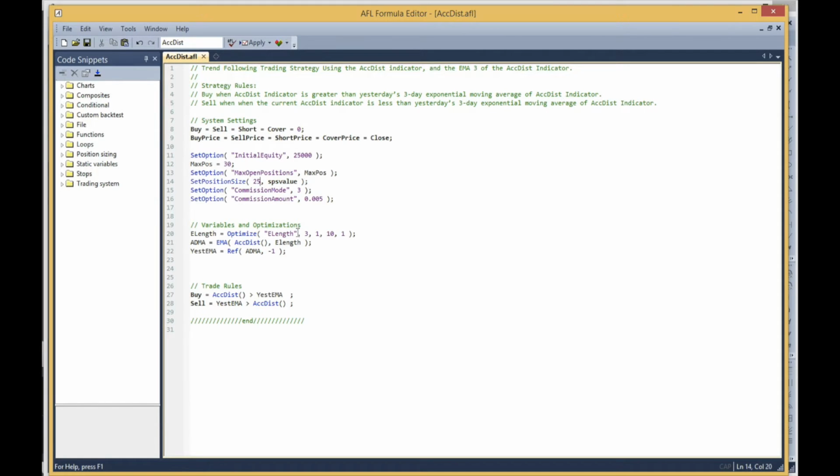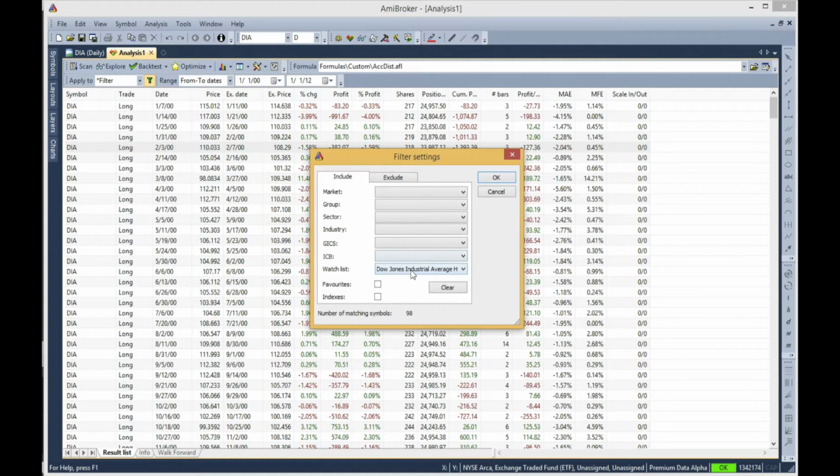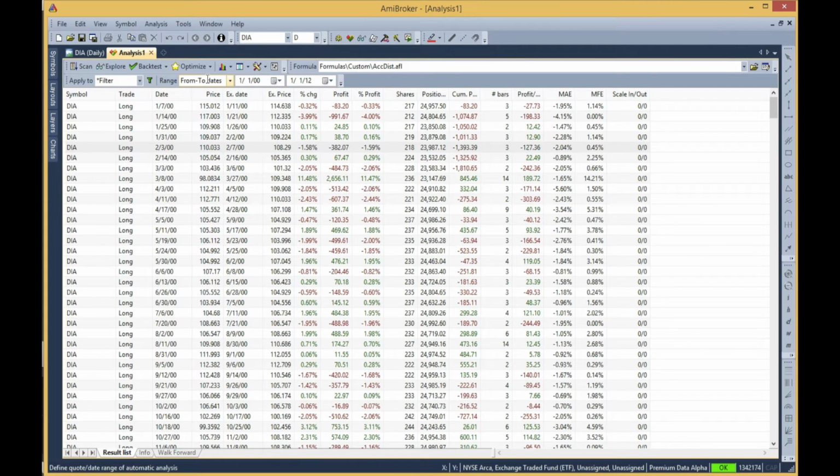We're going to take our account and 30 positions. We'll make it $833.33 each, just to make it close to the $25,000 account size. Let's save it here and check it. Okay, it all works, our syntax is good anyway. We're going to change this to a filter, and select a watch list. I'm using Norgate Premium Data, this is the alpha version, up to the Dow Jones Industrial Average. We're going to backtest it against that and see what happens.